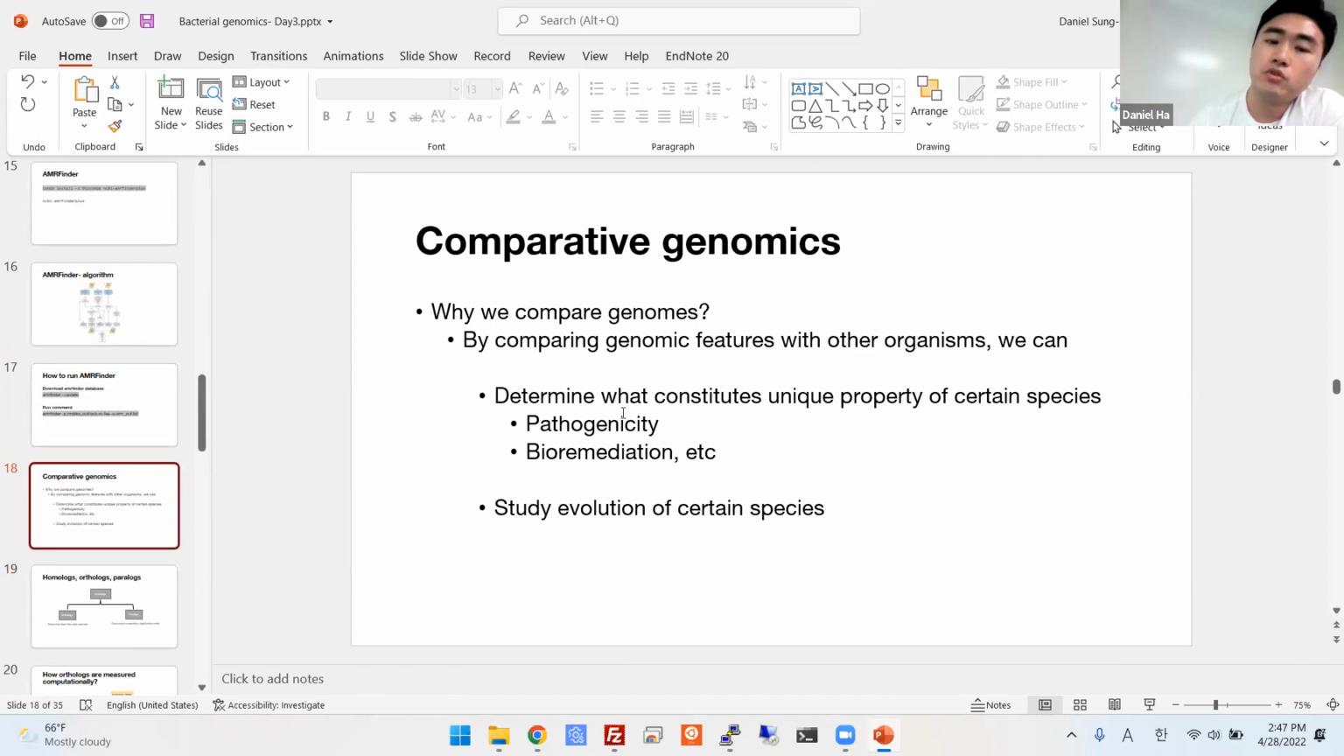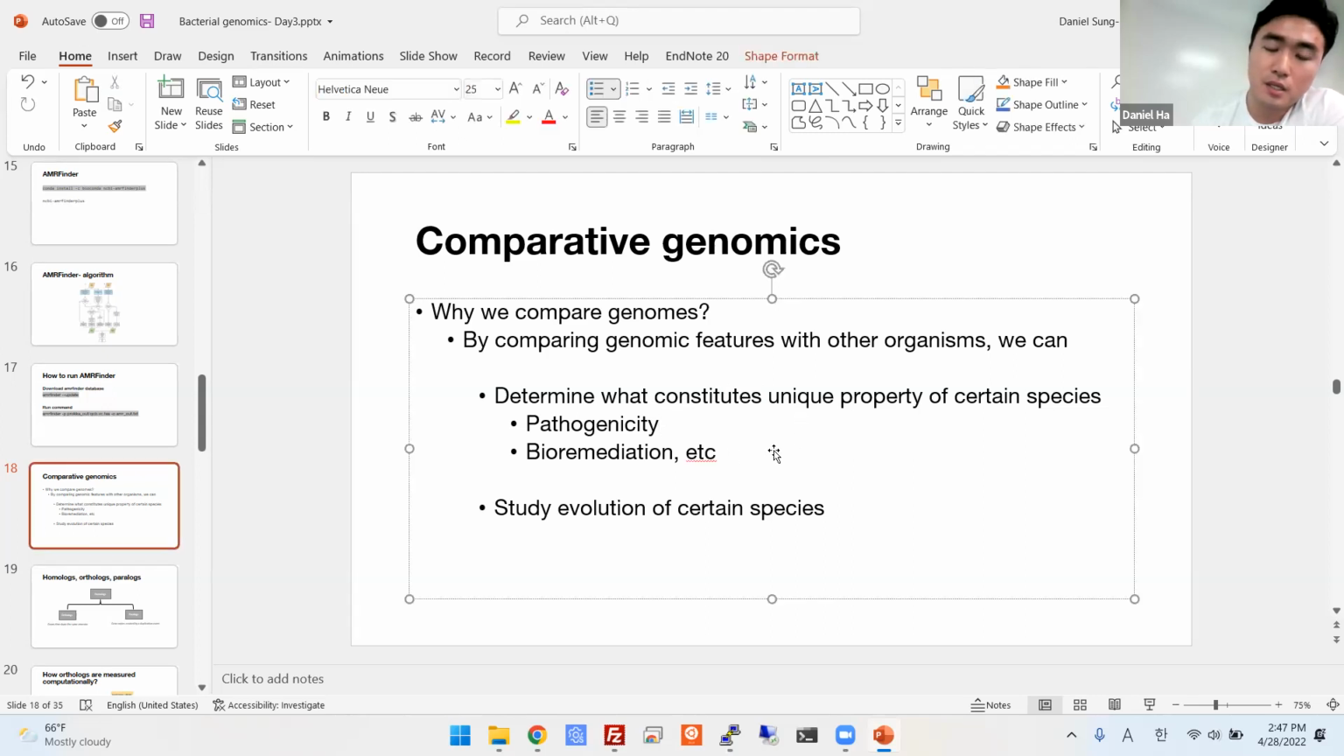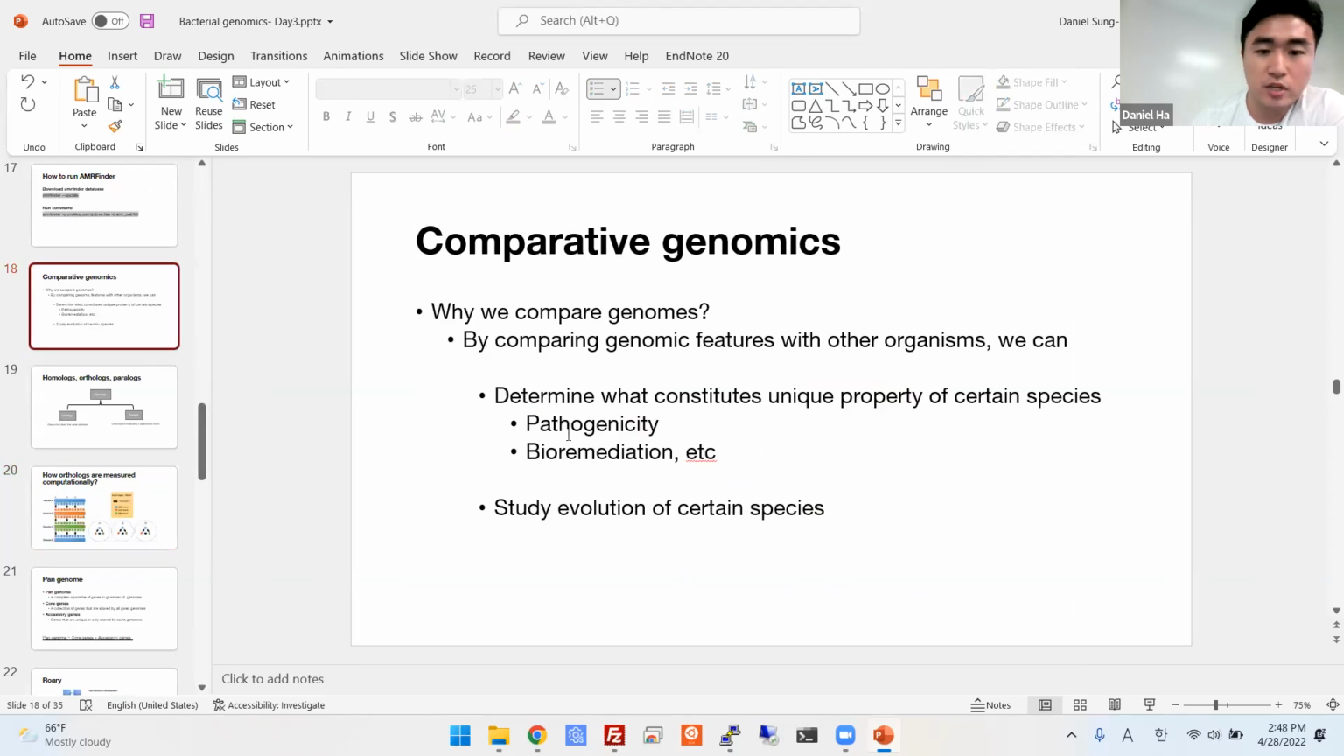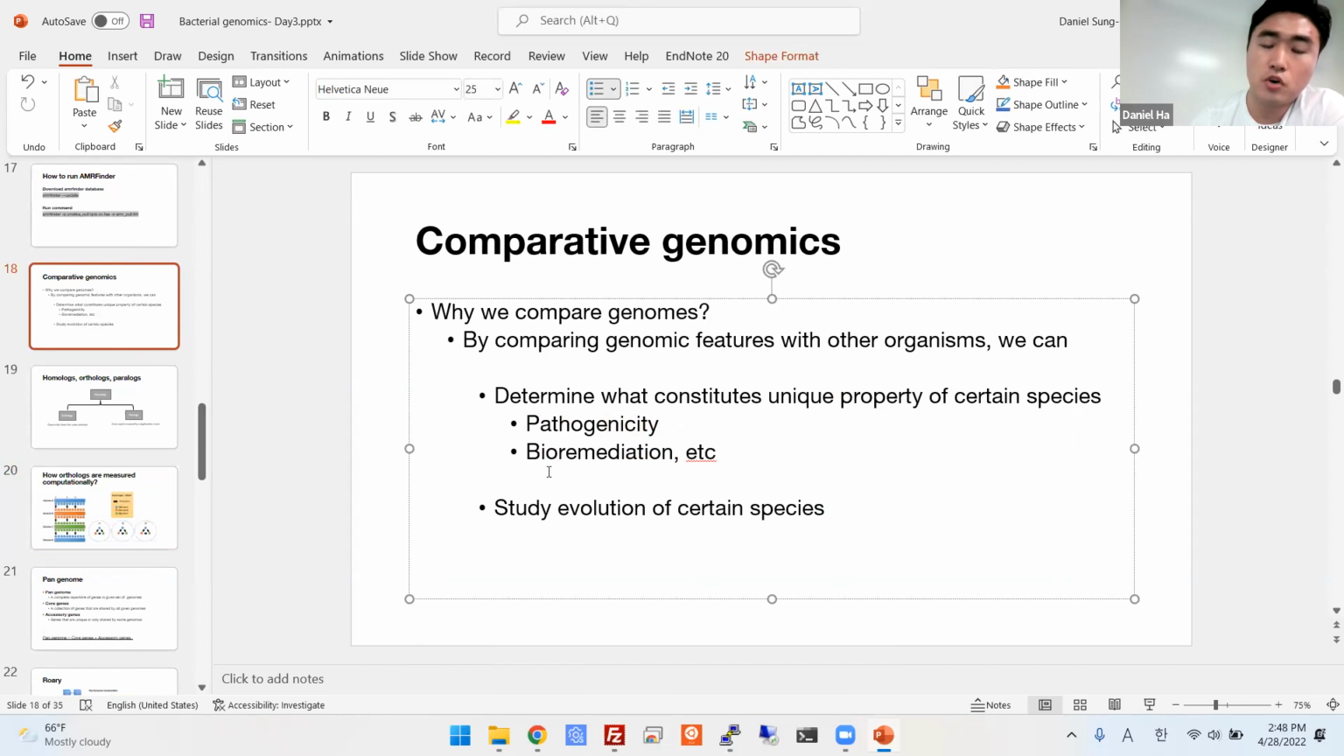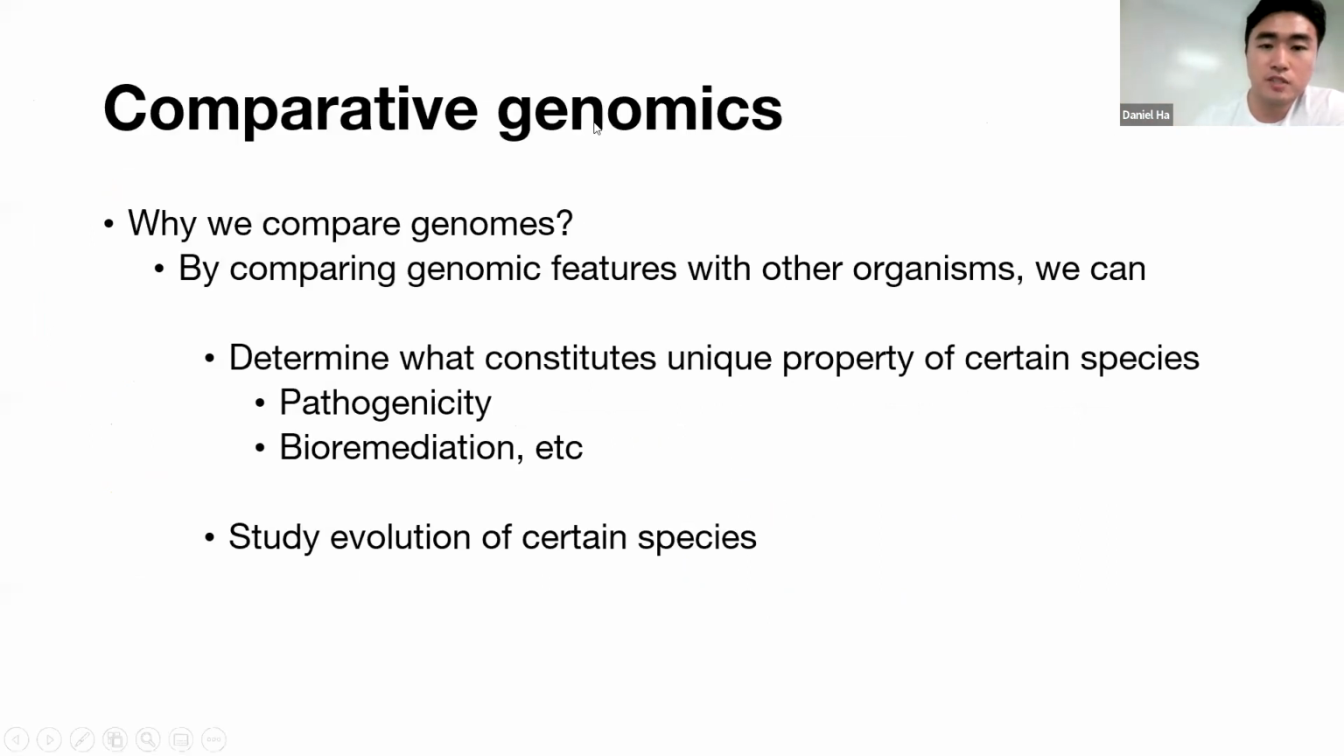So you can better determine what kind of factors make up the pathogen. So what type of genes are actually involved in the pathogenicity of certain pathogens, or you can even use this technique to find which genes are actually responsible for bioremediation functions in bacteria. And so overall, the goal of comparative genomics is to understand evolution better.